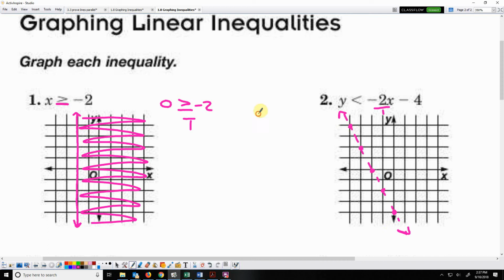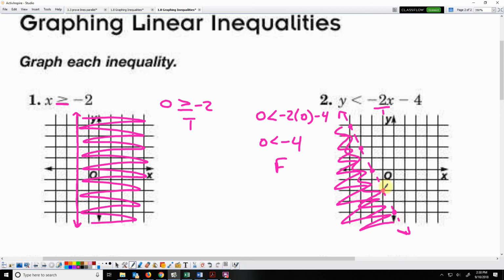So we will test the origin. 0 is less than -2 times 0 minus 4. So that 0 is less than -4. And that is not true. 0 is not less than -4. That is a false statement. So the origin right here does not satisfy the inequality. That means no other point over here will, but all the points on the other side will satisfy the inequality. So all points on this side and infinitely close to our line, but the points on the line do not satisfy the inequality.